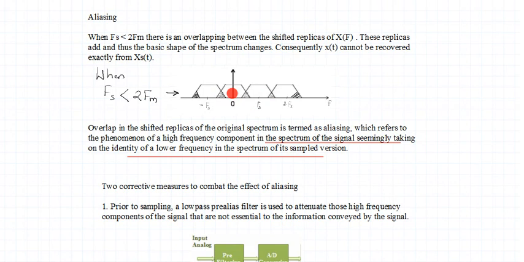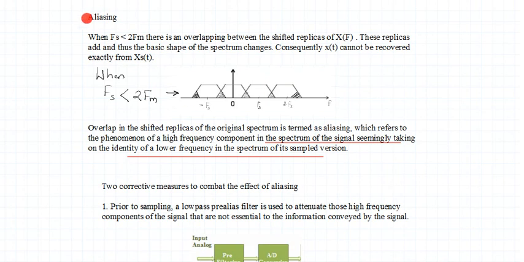So the high frequency components in this signal are hampered, and these high frequency components appear when I take the inverse Fourier transform of this. What I observe is that the high frequency components take the identity of low frequency components. The high frequency component becomes similar to a low frequency component, and that is where the word alias comes from.